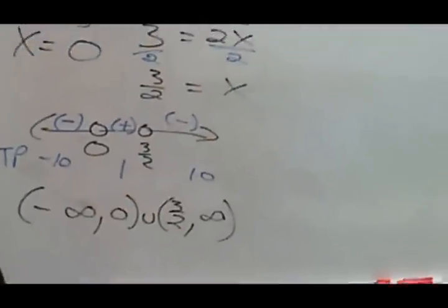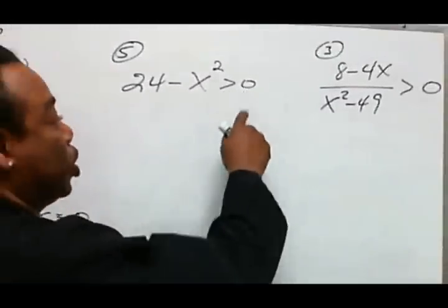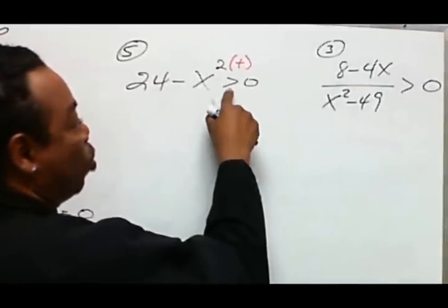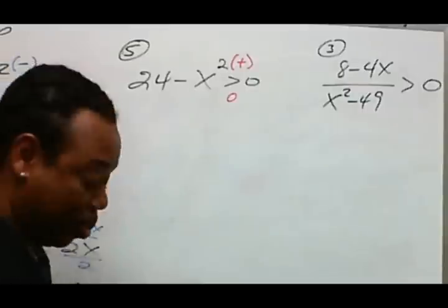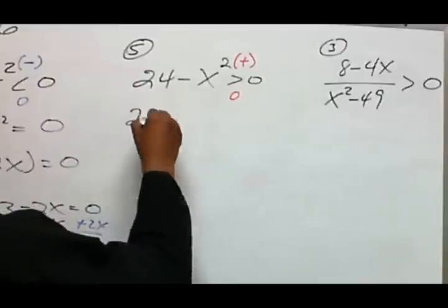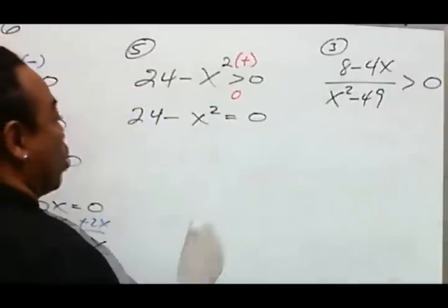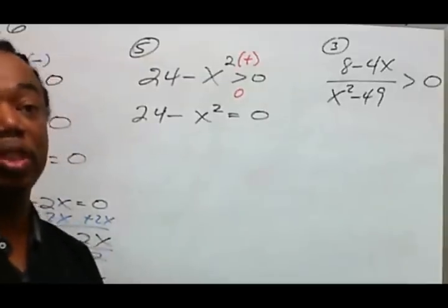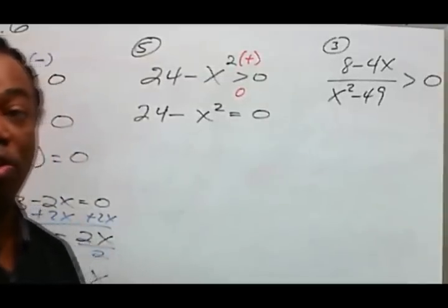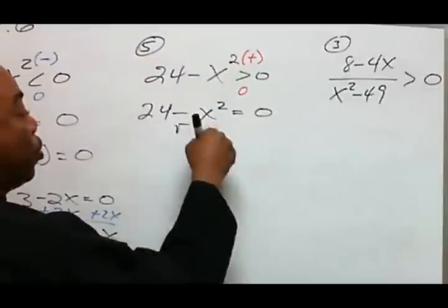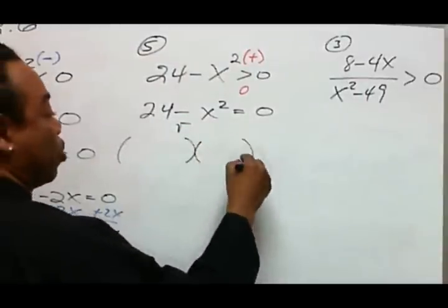Okay, number 5. Number 5, we are looking for greater than 0. Greater than 0 means positive. And there's no equal sign, so all our points will be open. Now, I'm going to start by solving this. 24 minus x squared equals 0. Now you'll notice that this is not the difference of two squares, but I'm going to force the process of difference of two squares on this, even though 24 is not a perfect square. So the process says that we use a square root on both terms, and we factor.